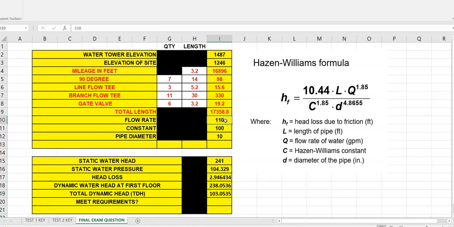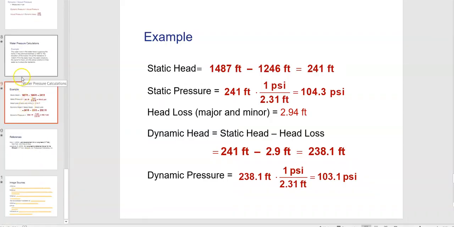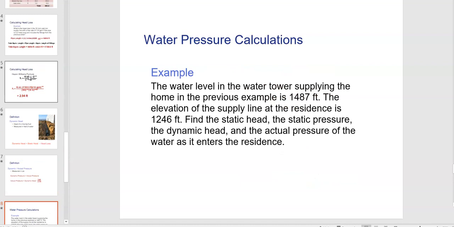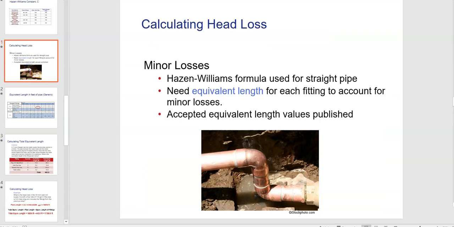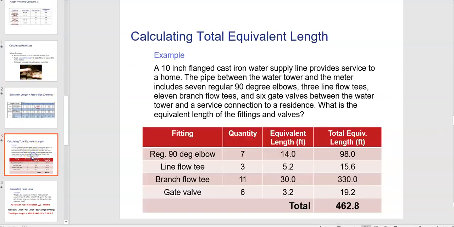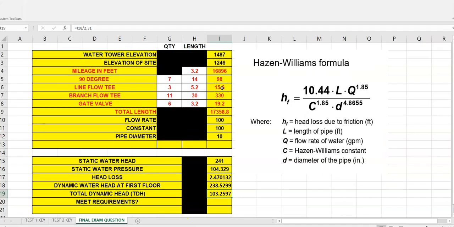If we said, let's decrease the flow rate to 100, it doesn't change it too much, but you can go in and change your values of your design to try to find your desired output. So in Microsoft Excel, you're able to go in and set up a framework for your water pressure calculation design as you go through and select your fittings, select all your branch tees, and even select the distance of the pipe. So this has been a video for how to go about calculating water pressure calculations in Microsoft Excel for your civil engineering and architecture class.